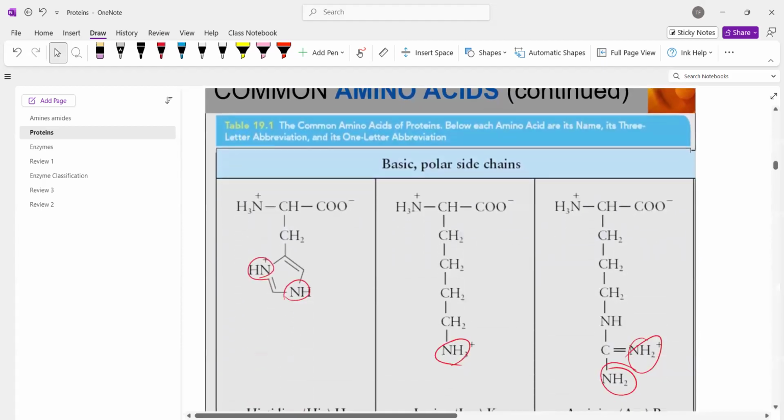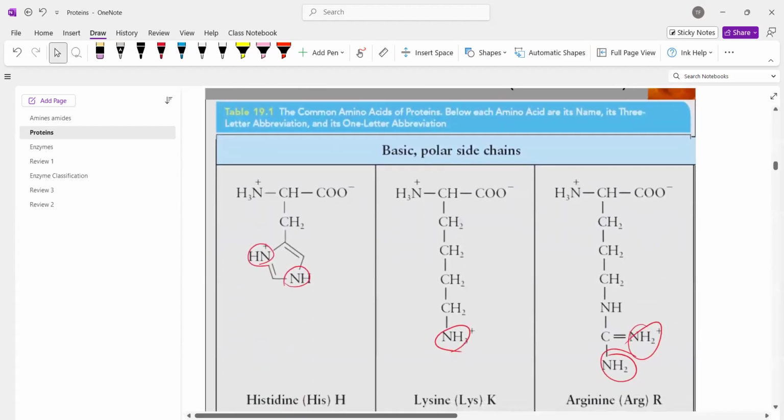Now you need to know these four groups. And you need to be able to identify, if I gave you an amino acid, to say, oh, this is a basic one and polar.